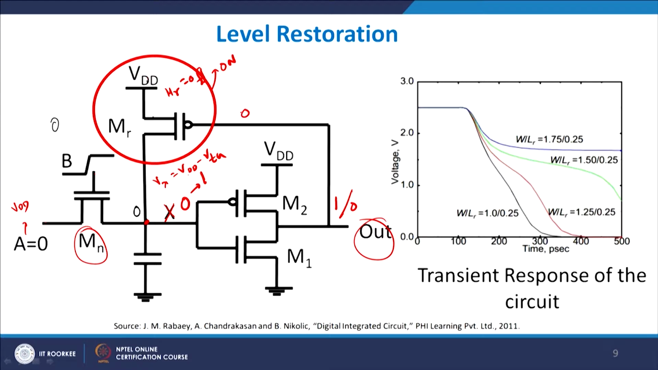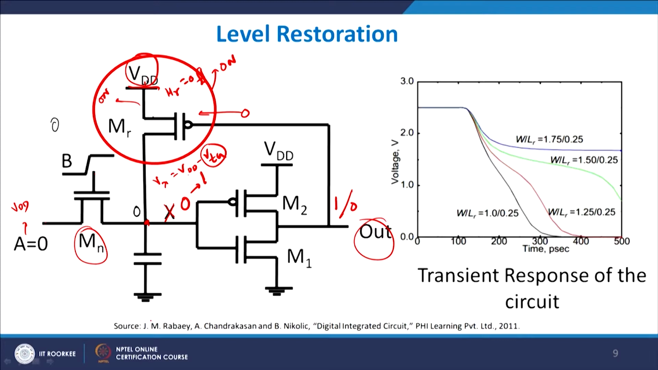When this is 0, this will switch on my MR. And this VDD will be connected to ground, and the loss which you get through VTN will be made up by this VDD. But please understand, the cost is that at that particular instant of time when your MR is on, you have a direct connection between VDD and ground, and therefore your short circuit power dissipation will be larger in such a case, right? And this is known as level restoration at the cost of a slightly higher power dissipation.